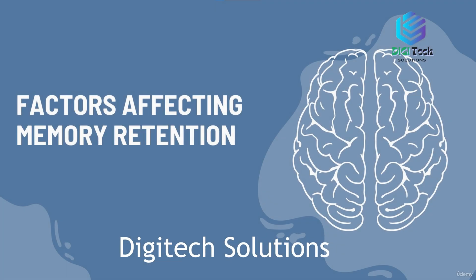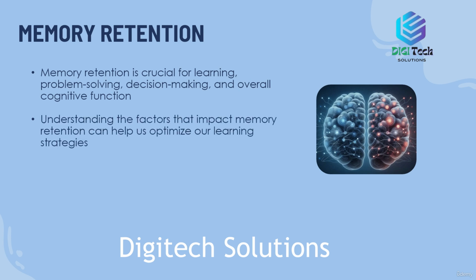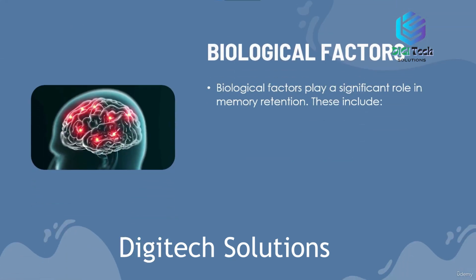In this lesson, we'll discuss the various factors that influence how well we remember information and experiences. Memory retention is crucial for learning, problem solving, decision making, and overall cognitive function. Understanding the factors that impact memory retention can help us optimize our learning strategies and enhance our ability to retain and recall information effectively. Biological factors play a significant role in memory retention.